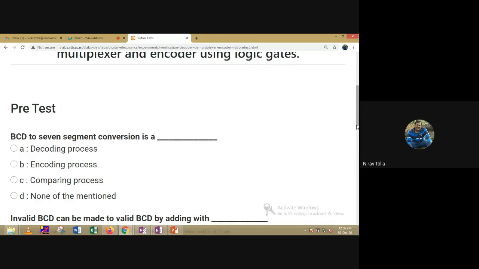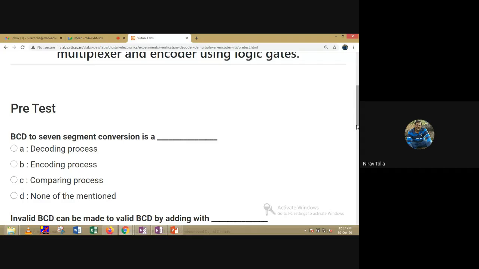So now you have to give the answer of the pre-test. The first question is, a BCD to 7-segment conversion is a decoding process, encoding process, comparing process, or none of the mentioned? So either it is A, B, C, or D. Give me the answer in a chat session. Again, I am repeating, BCD to 7-segment conversion.